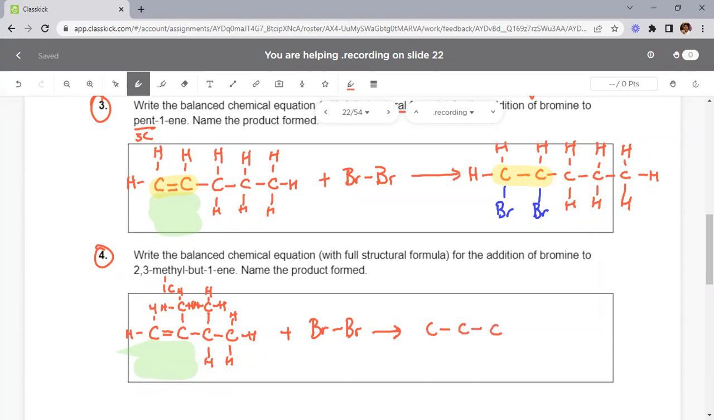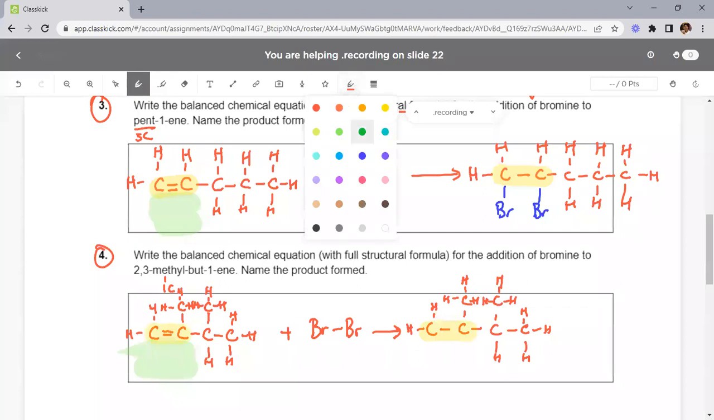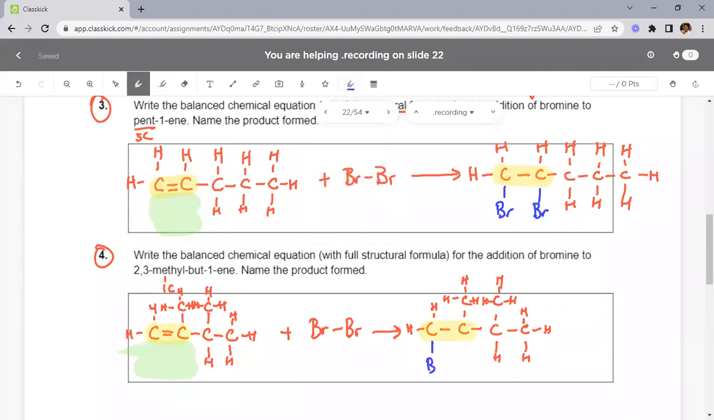So I got 4 carbons. I'm going to have 1 carbon attached out here, 1 carbon attached out here. So I'm going to draw my H, H, H, H, H, H over here. Okay, so almost done. I'm going to once again highlight in yellow. This is where my C double bond C is. After I've added my bromine, this is where my 2 bromine will go to.